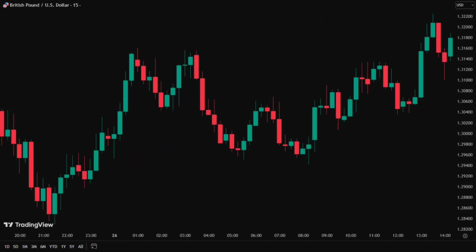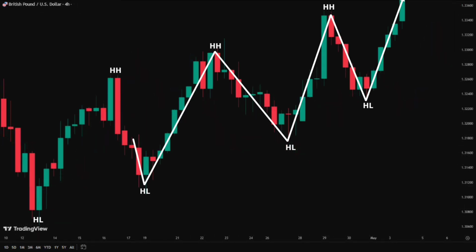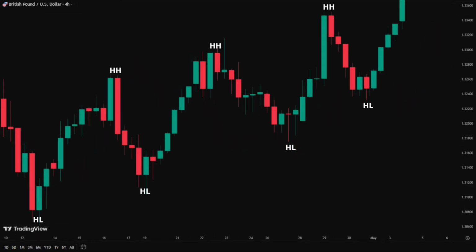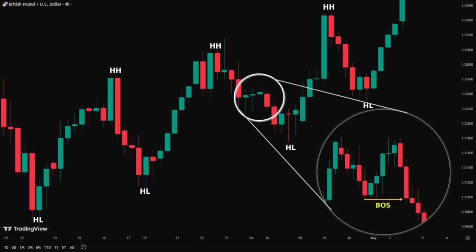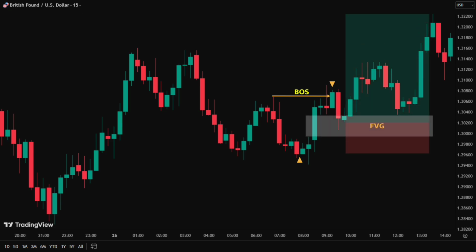On the lower time frame, price will often create its own smaller breaks of structure in both directions as it moves. A small bearish break of structure on the 15-minute chart, while the 4-hour chart is bullish, is not a reason to sell. It is simply a pullback within the larger move. When the 15-minute chart gives a break of structure back to the upside after that pullback, that is the signal to enter long in the direction of the 4-hour trend.